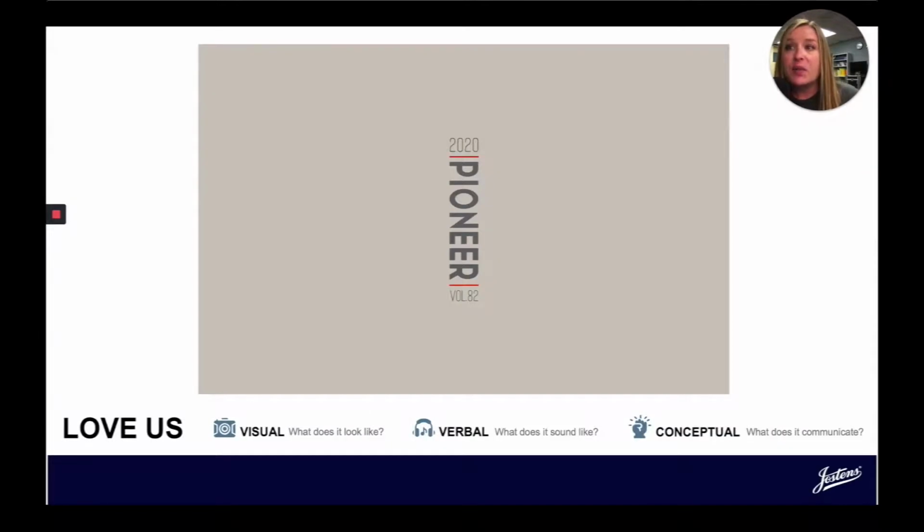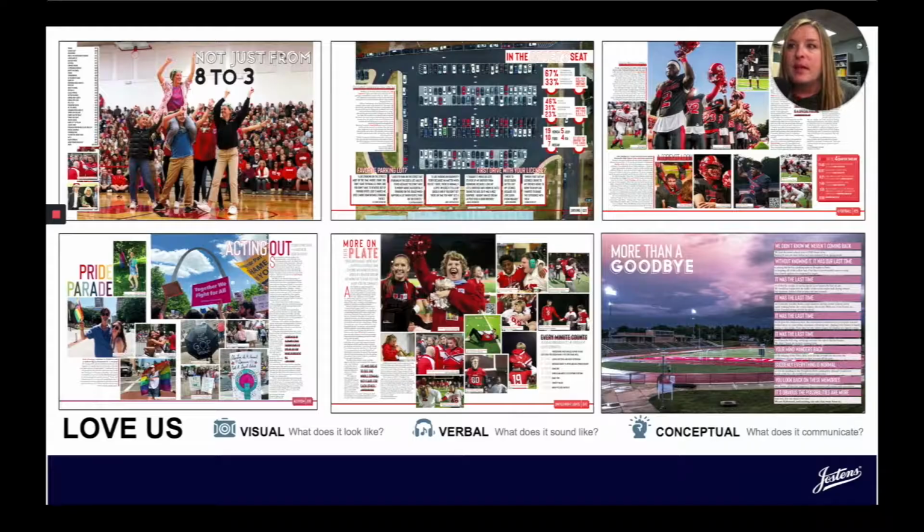At Kirkwood High School, their most recent theme was "More Than." Since they are the pioneers, you'll see through this example how the Love Us theme can also pull in elements of school pride. Verbal spin-offs, such as "More Than a Goodbye," or "More on Their Home Plate," or "Not Just From," reinforce that verbal theme. The theme phrase "More Than" is also used as a storytelling tool.